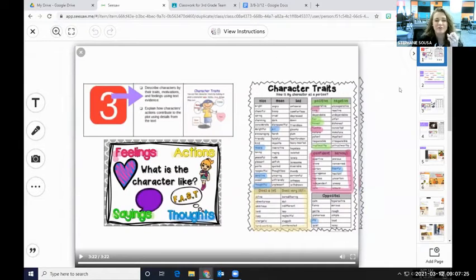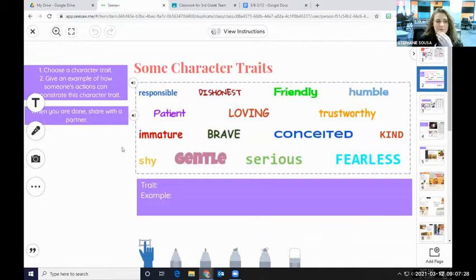All right, so character traits. You're going to be using that list today to come up with some lists. Here's what you're going to do to warm up. Here are some character traits inside of this box. Choose a character trait. Give an example of how someone's actions can demonstrate this character trait. When you are done, share with a partner. So I'm going to do one as an example with you guys. You don't have to copy mine.